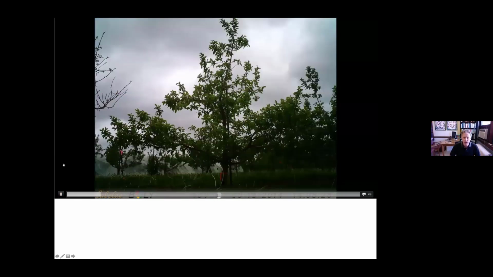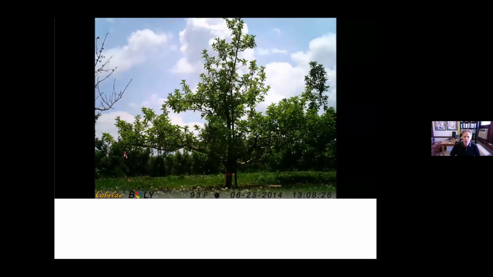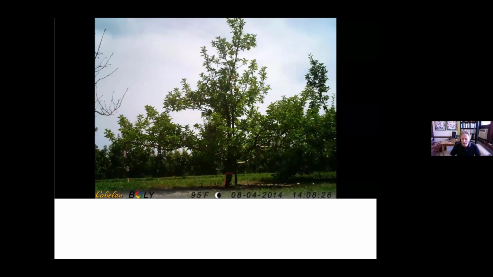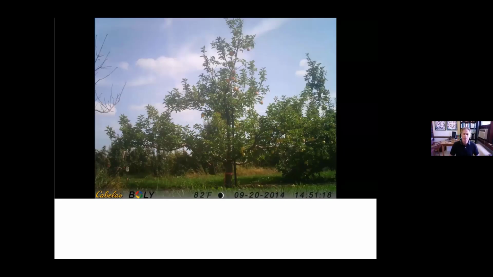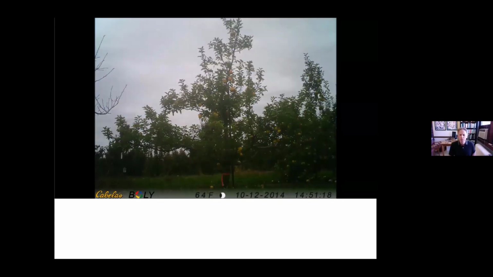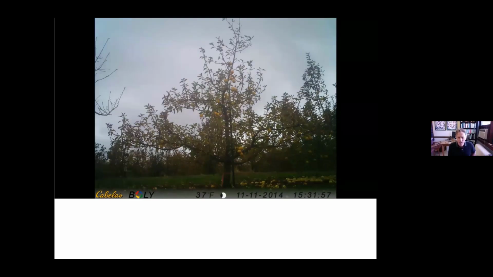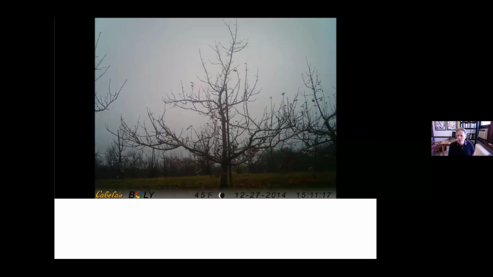So in the spring it leaves out, it flowers, it sets fruit, fruits start to grow. This is Golden Delicious, so it's hard to see the apples. There they are. And so the apples grow throughout the season, then they get ripe and we harvest them and hopefully we make some money. And then towards the end of the year, if we don't harvest them, they fall off and the leaves fall off and we get to winter and then the whole thing starts over again.